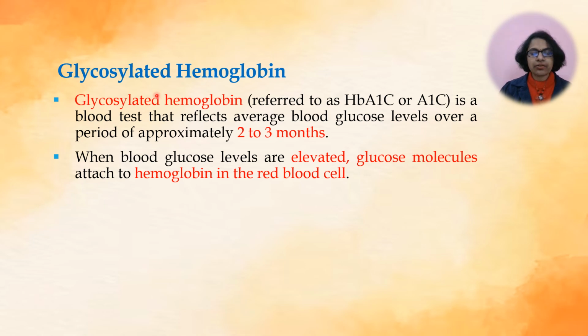Another investigation we have to talk about is glycated or glycosylated hemoglobin. What do we mean by glycosylated hemoglobin, which refers to HbA1c or A1c? It is a blood test that reflects average blood glucose levels over a period of approximately 2 to 3 months. When blood glucose levels are elevated, glucose molecules attach to hemoglobin in the red blood cells. What is the concept here? The normal average lifespan of an RBC is 120 days. With this investigation we can note how well the patient was controlling his status.